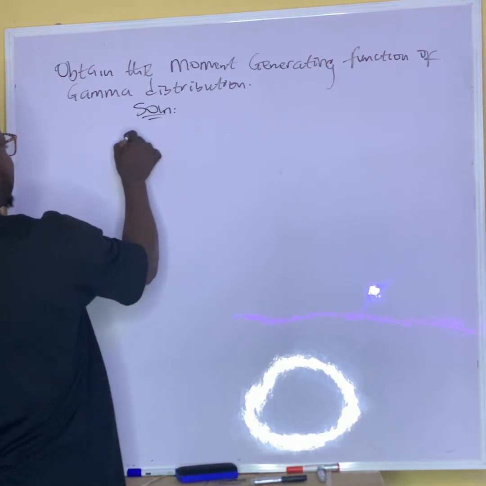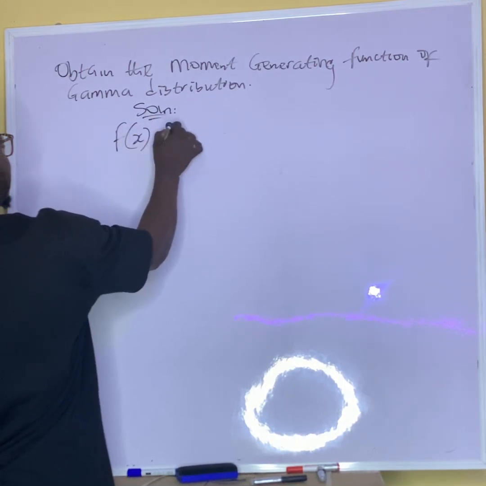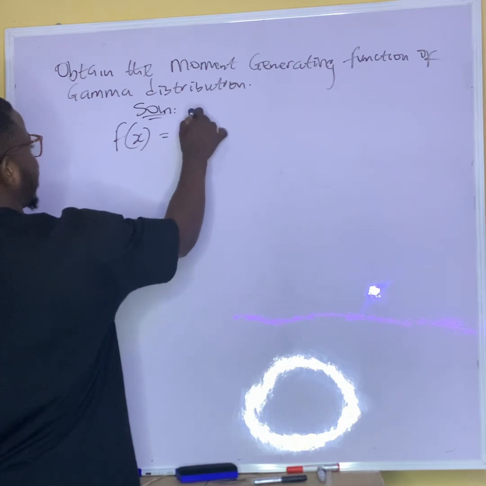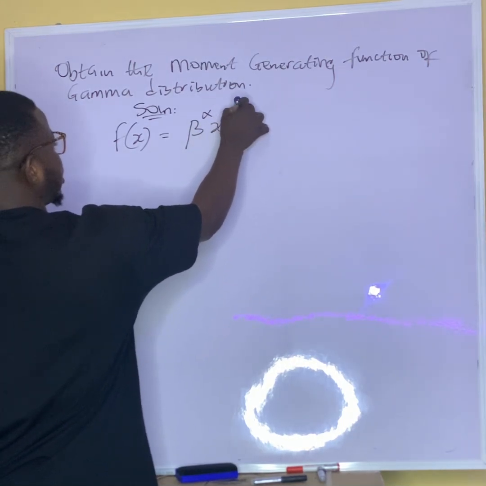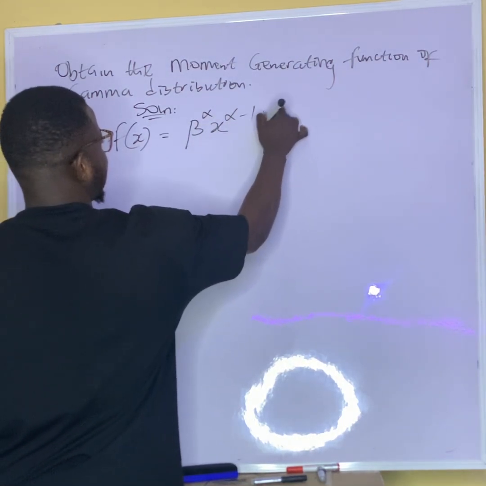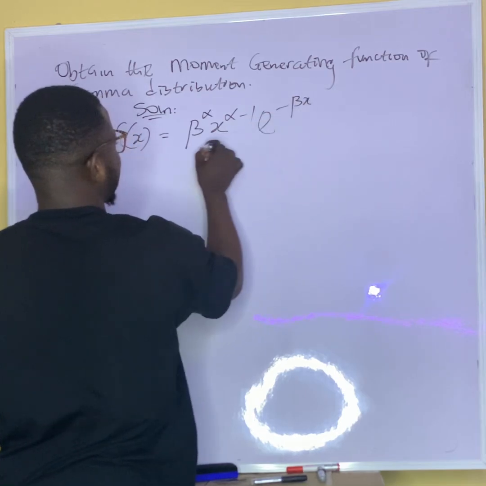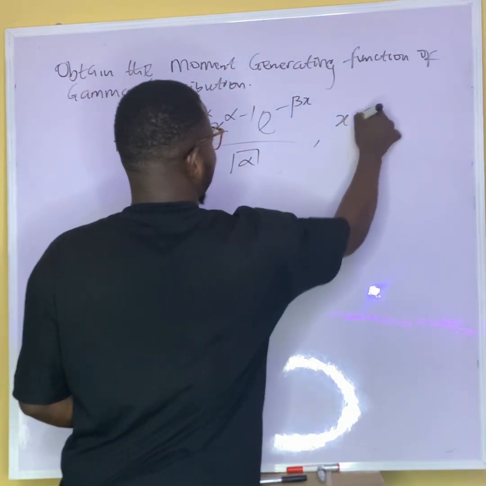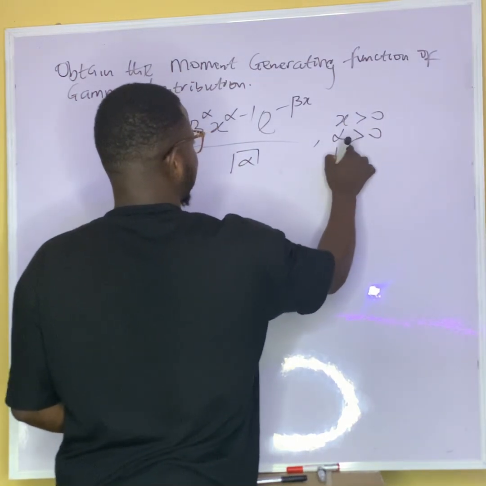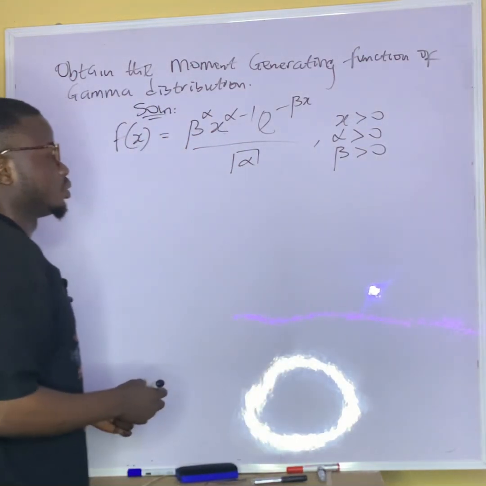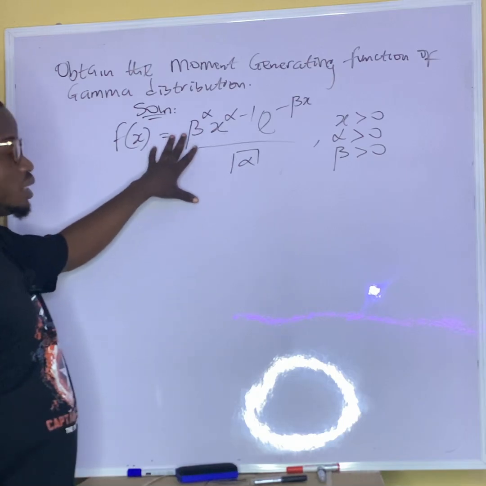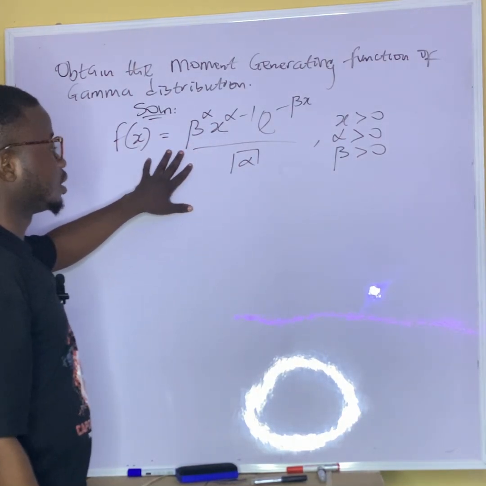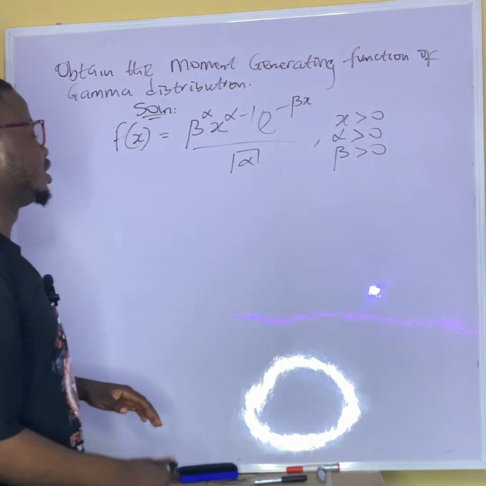The first thing I want to state here is the PDF for the gamma distribution, where we have beta raised to the power alpha, x raised to the power alpha minus 1, exponential minus beta x, everything over gamma alpha. Here x is greater than 0, alpha is greater than 0, and beta is greater than 0. This is a continuous random variable, so this is the probability density function for the gamma distribution.